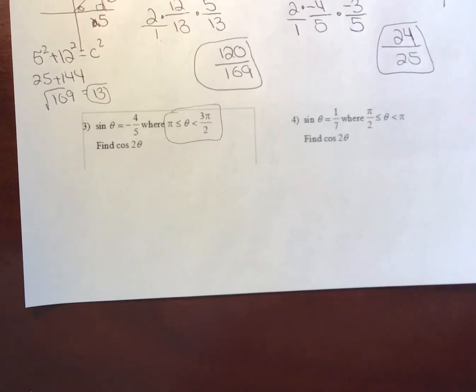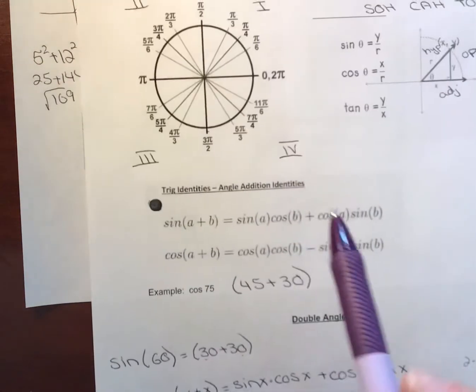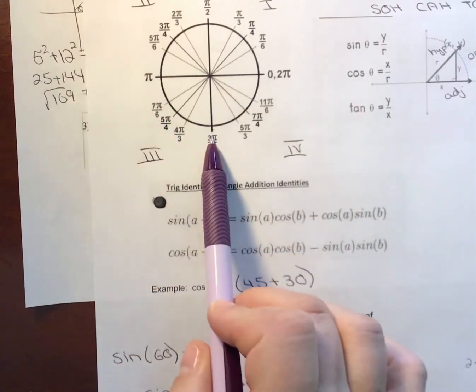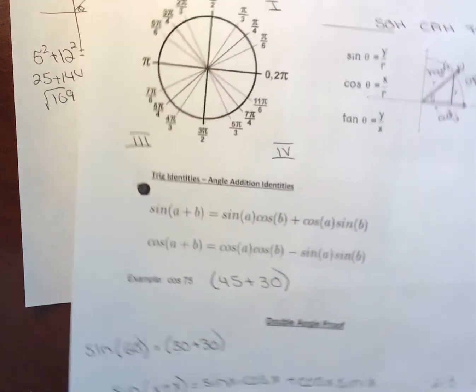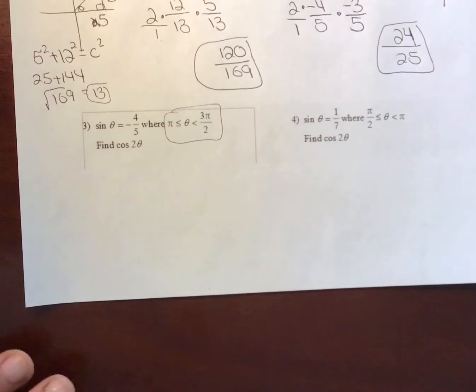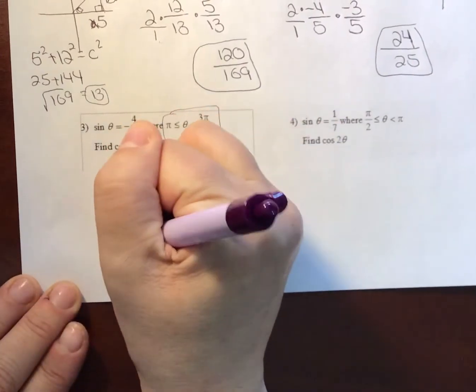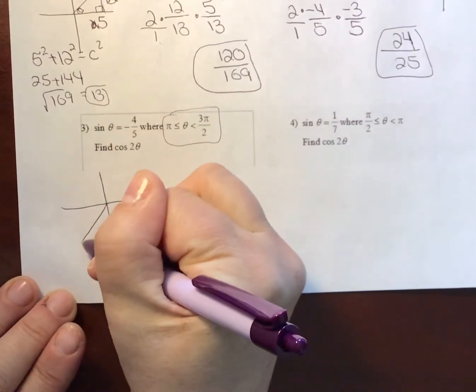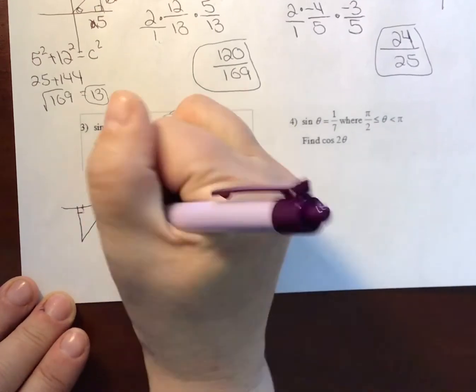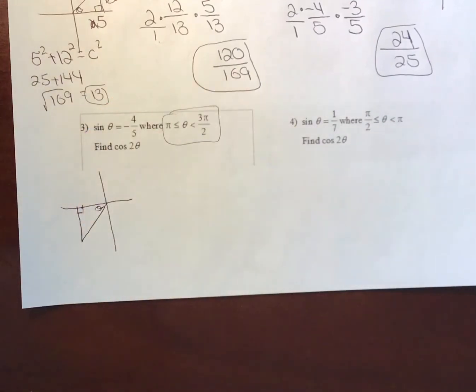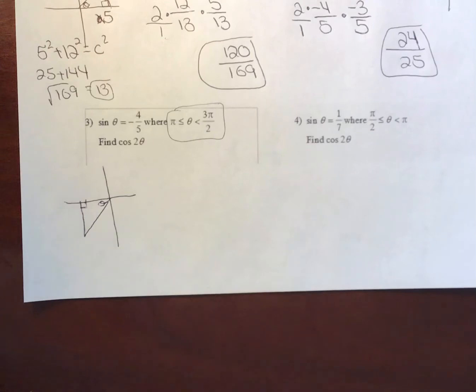Restrictions say pi and 3 pi over 2. Okay, so here's pi. Here's 3 pi over 2. We're in quadrant 3. So next step, go ahead, draw a triangle in quadrant 3. Your triangles always go up to the x-axis. Theta always goes on the inside. Let's go ahead, fill that right triangle in.